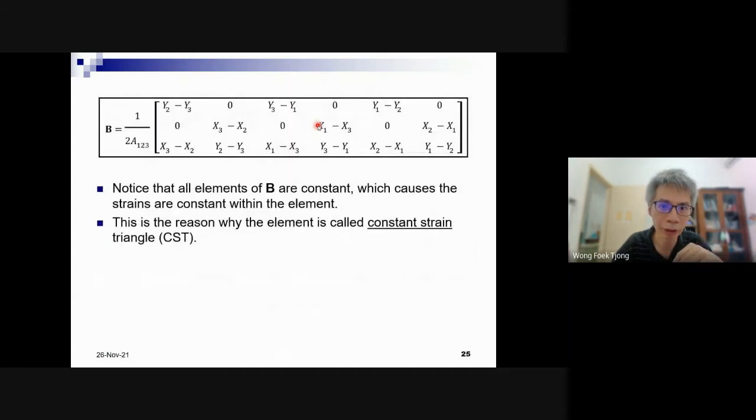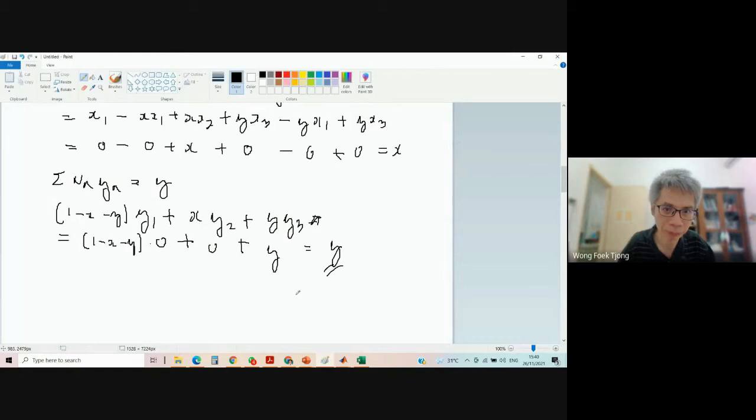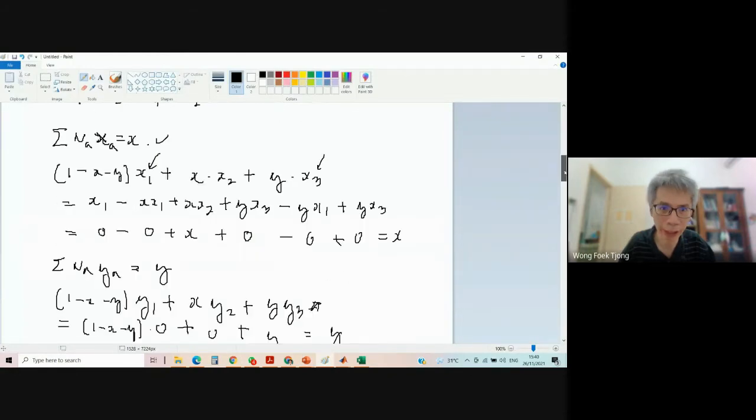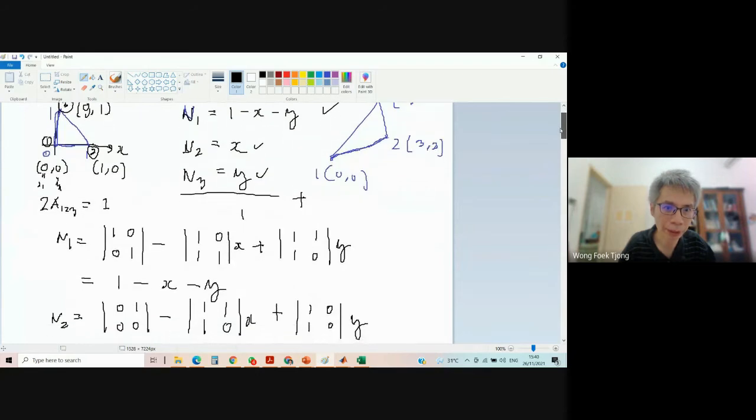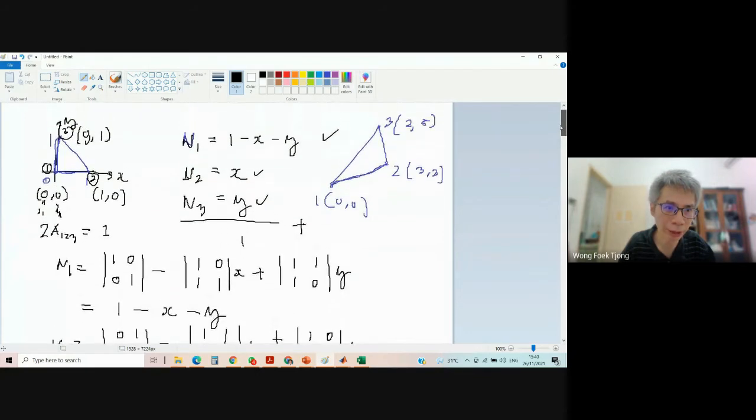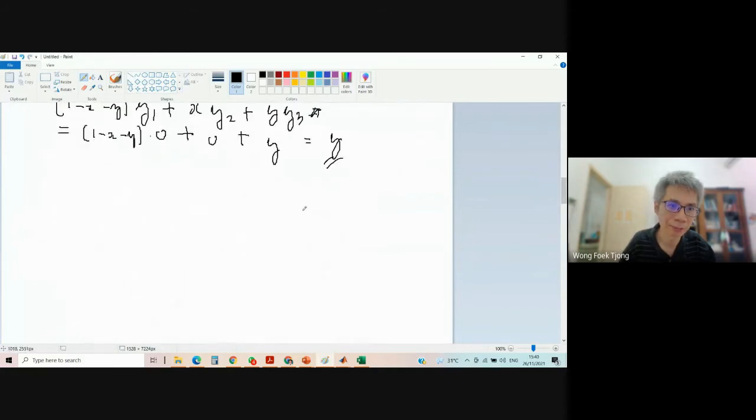Okay, before continuing with the slides, I think it's good to have one example from the previous element, right? We have this element before. We have calculated the shape functions. Well, can you calculate the B matrix? The B matrix?